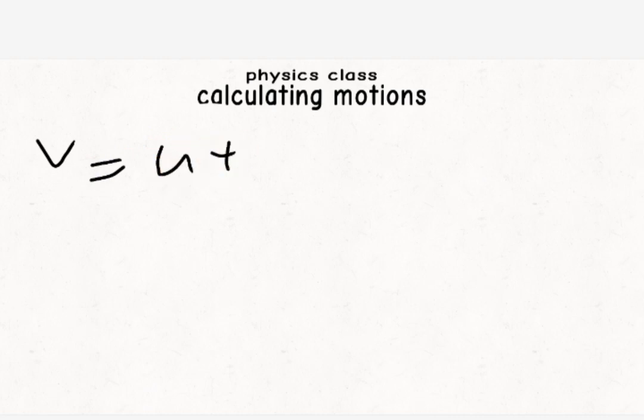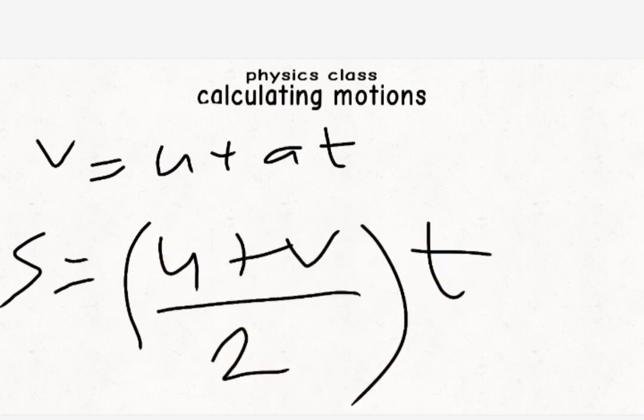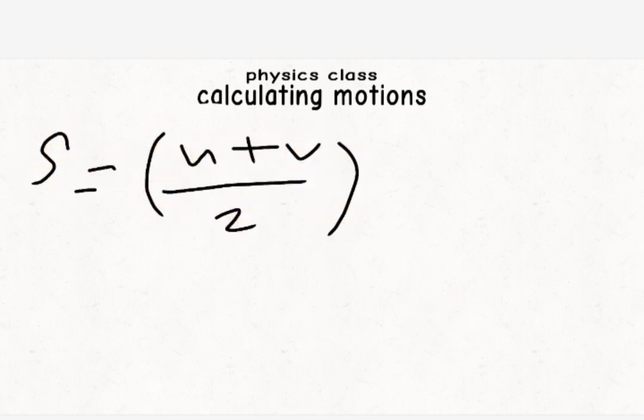Also, for the derivation of the fourth law of motion, we are using the first equation and the second equation. In this case, we are making t the subject of formula and we are putting it back in the first equation. So s is equal to (u plus v) over 2 multiplied by t.